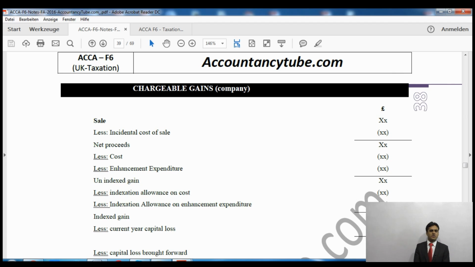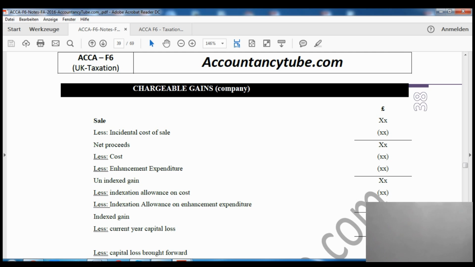Now what is indexation allowance? Individuals get the annual exempt amount, but companies do not get any annual exemption of 11,100. Companies get what is known as indexation allowance. It is basically based on the level of inflation in the economy. So the question will tell you what the indexation allowance is. So it is not a worry.